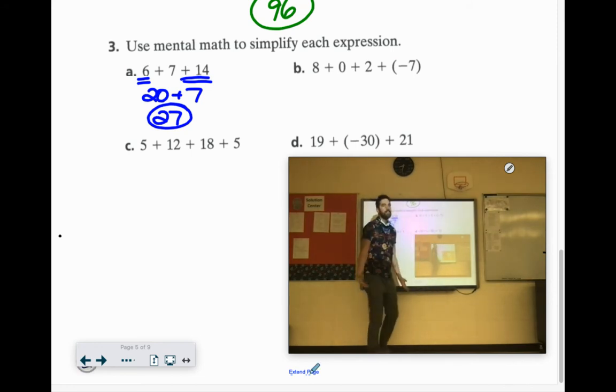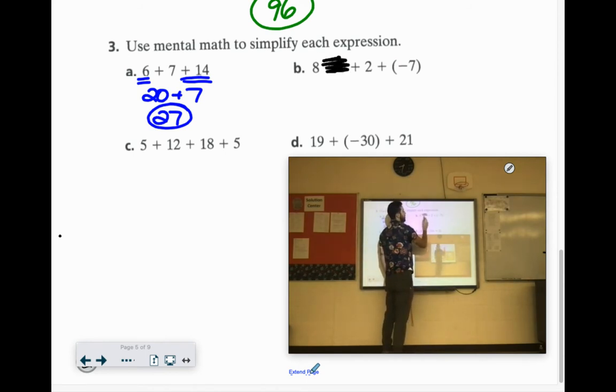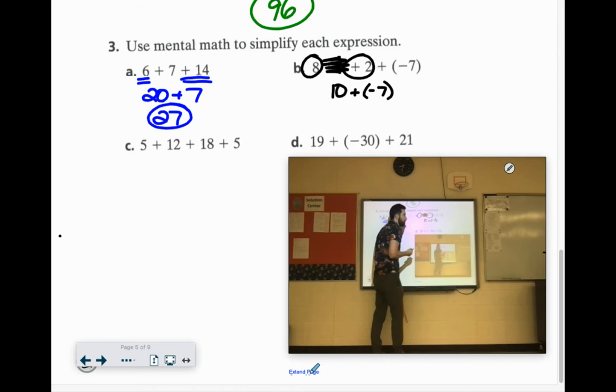And here, when you add 0, nothing changes. So, like me, I'm just ignoring that plus 0. So I can do the 8 plus 2, and that would give me 10. 10 plus negative 7, I have $10. I owe my grandma $7. I pay her, I have enough. I get to keep 3 bones.